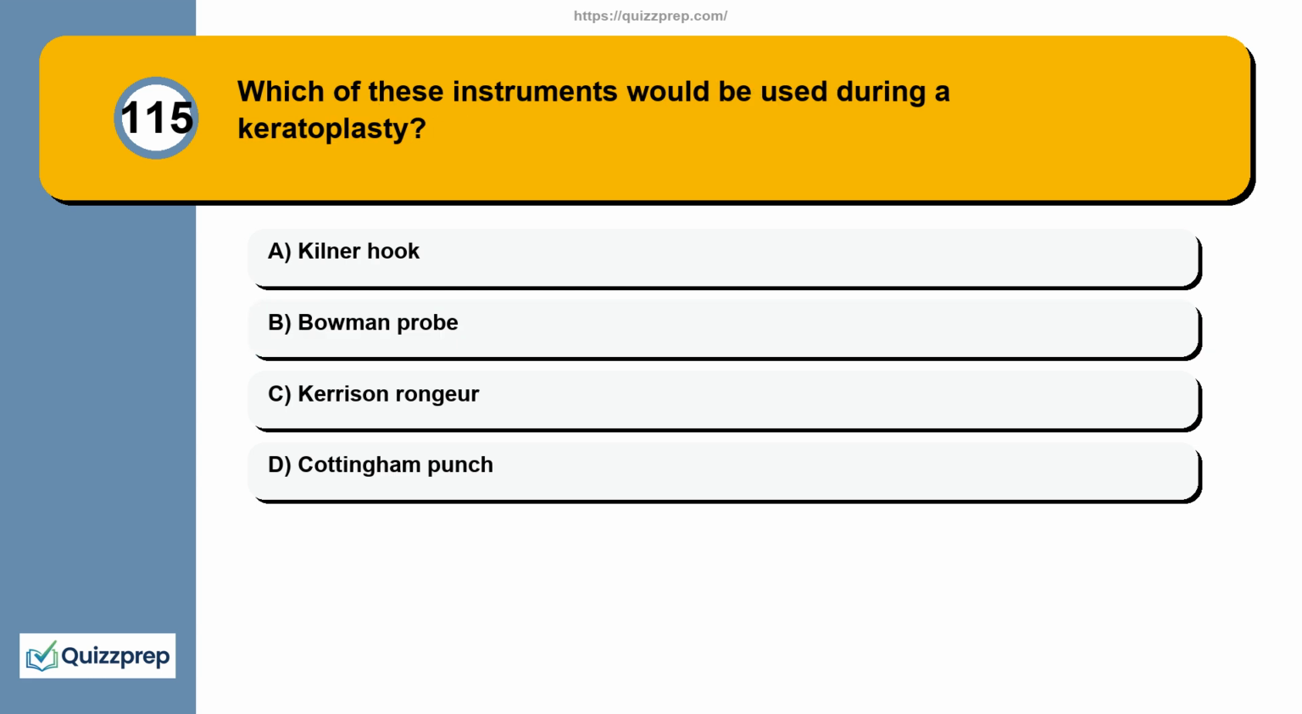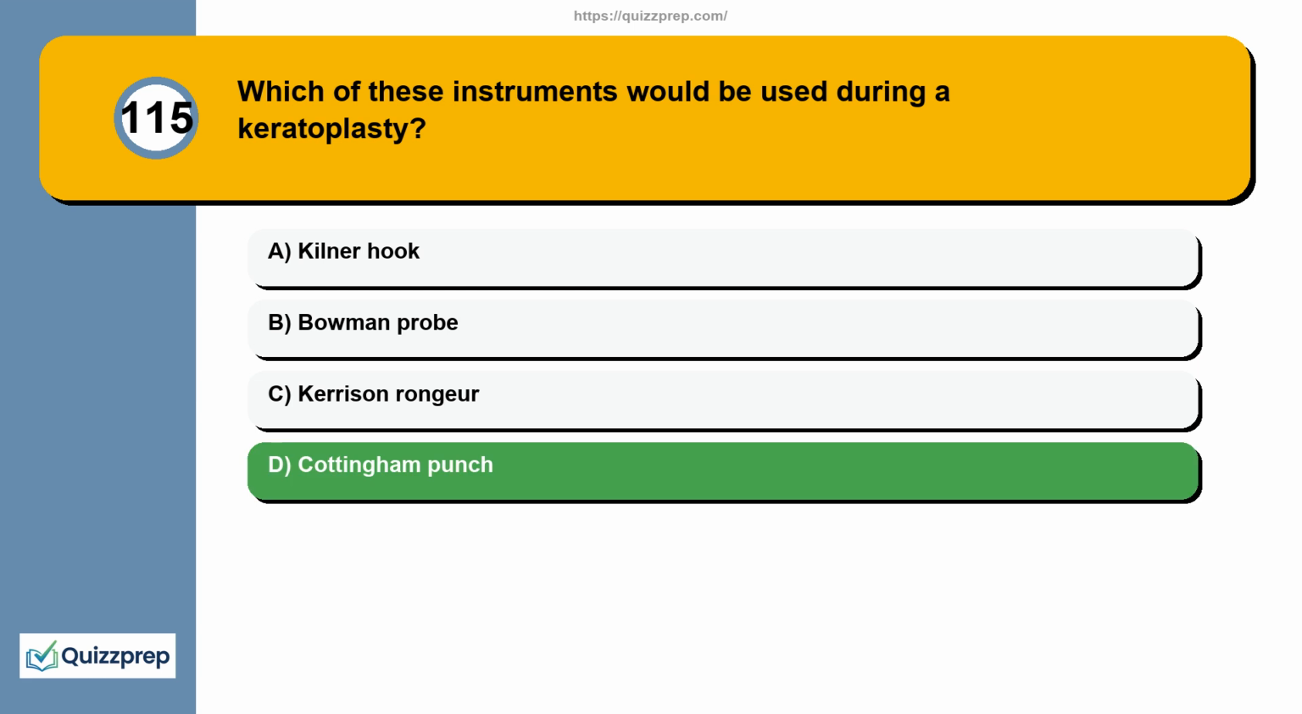Question 115. Which of these instruments would be used during a keratoplasty? Option A, Kilner hook. Option B, Bowman probe. Option C, Carmalt rongeur. Option D, Castroviejo punch. The correct answer is option D, Castroviejo punch.